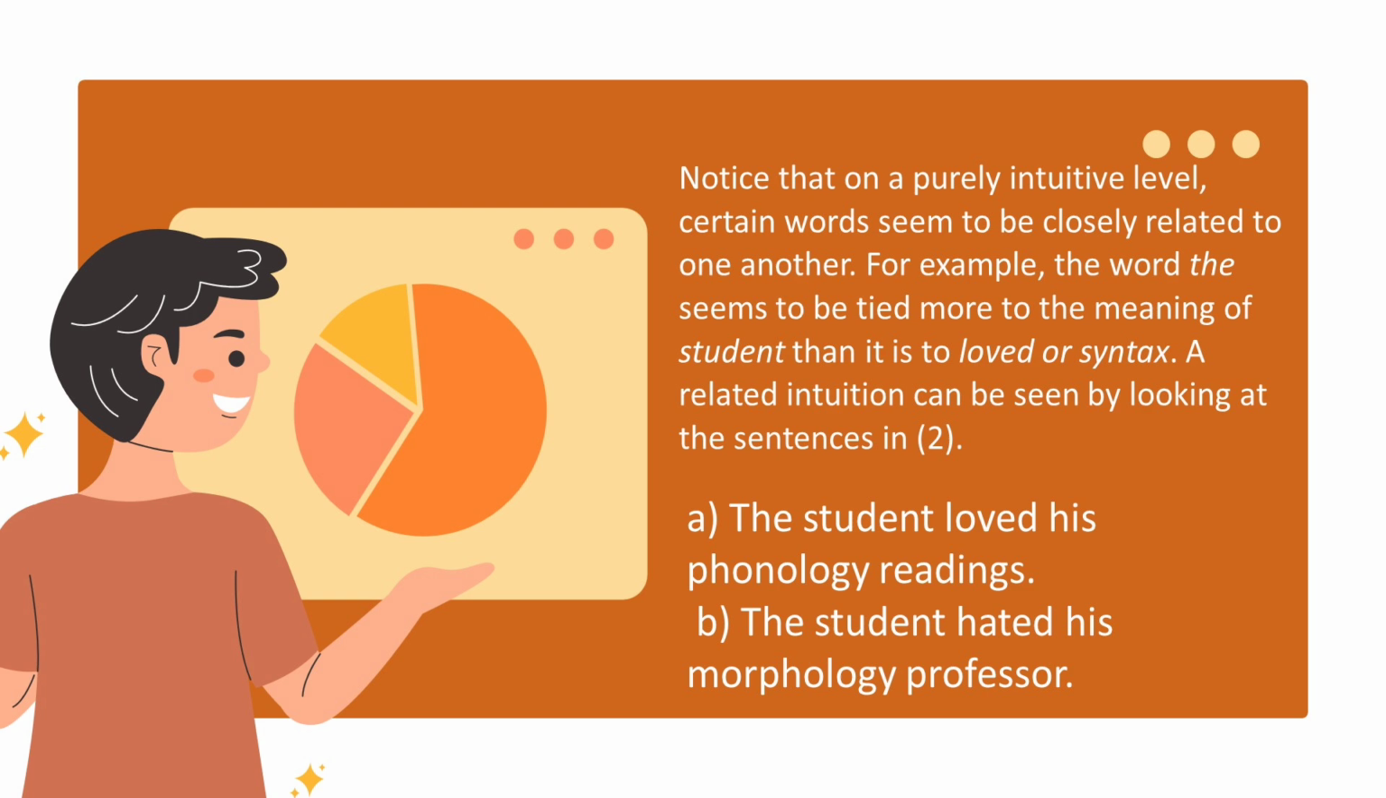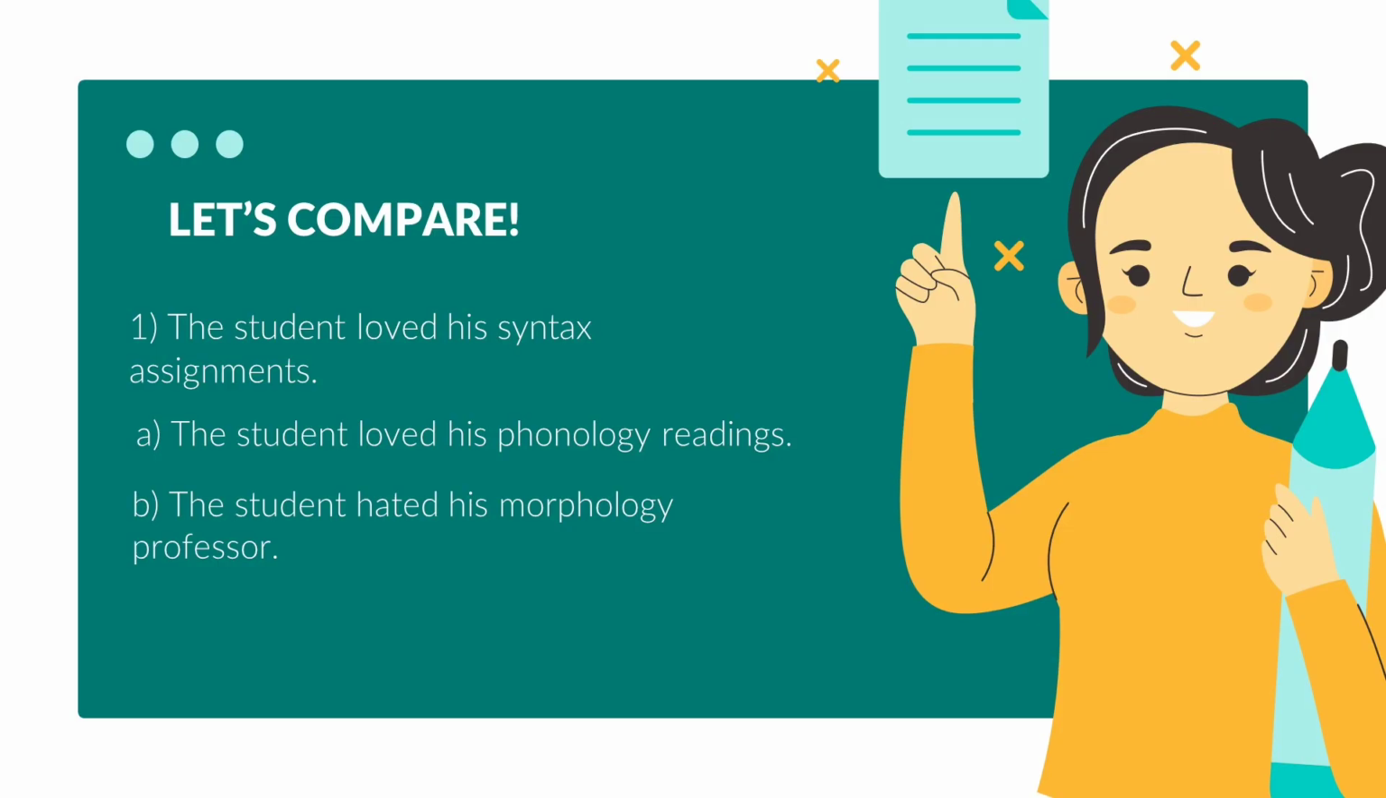Notice that on a purely intuitive level, certain words seem to be closely related to one another. For example, the word "the" seems to be tied more to the meaning of "student" than it is to "loved" or "syntax". A related intuition can be seen by looking at the sentences in number 2. The student loved his phonology readings. The student hated his morphology professor. Compare these sentences to number 1, and you'll see right away that the relationship between the student and his syntax assignments in number 1 and the student and his phonology readings in 2A is the same.